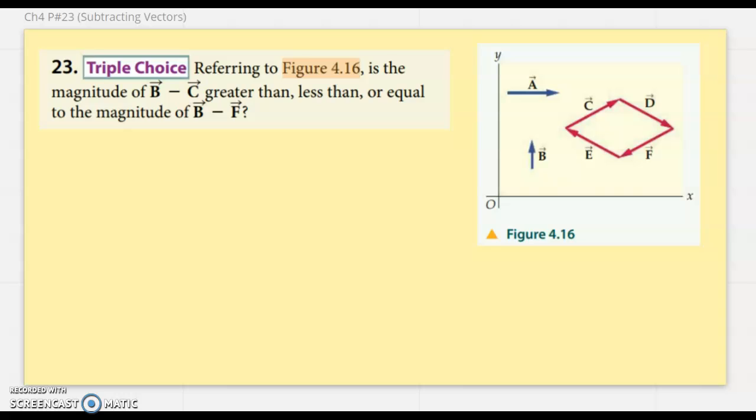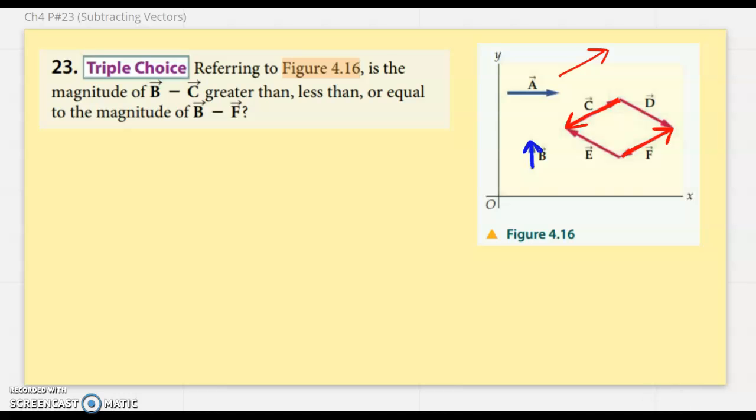23, sort of like that last one. Is the magnitude of B minus C greater than, less than, or equal to B minus F? All right, so here's a B and another B. Now I want to subtract C and subtract F from those B's. So rather than just trace C like this, that's not going to work for me. What I need is a negative C, because adding a negative C is the same as subtracting a C. Same thing with the F. So I'm going to do an F that's the opposite way, like that.